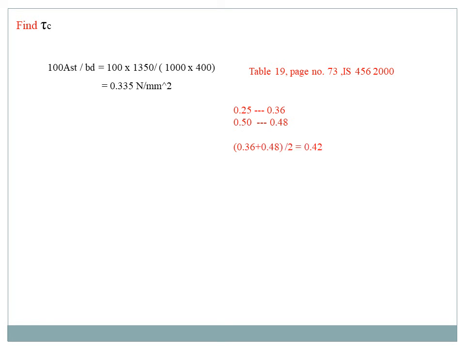So in our code book, up to 0.25 the value is 0.36, and again for 0.5 it is 0.48. So our answer is 0.33, in between 0.25 and 0.5. So we can take the average of 0.36 plus 0.48. We get a 0.42 value. So this is the tau C. Tau C is equal to 0.42 Newton per mm square. Our condition is tau C is greater than tau V. So hence safe.